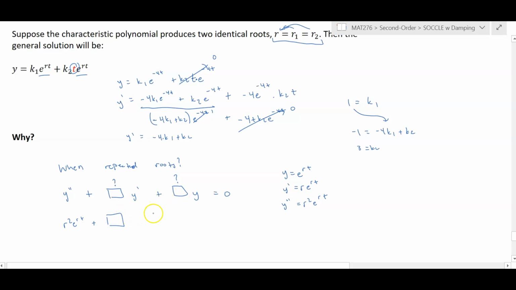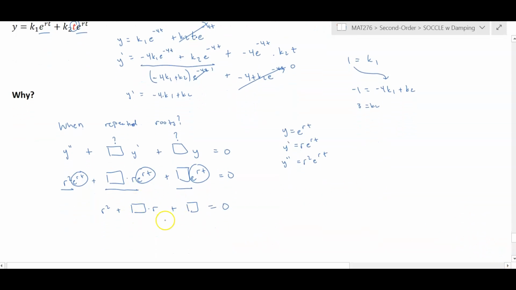We're going to figure these out, what's in the box. But this will be r e to the rt. This will be plus something e to the rt equals 0. And what we find out is that these coefficients of the e to the rt's, right, because we have an e to the rt, another e to the rt, another e to the rt, basically r squared plus that something times r plus that other something needs to equal 0, right? And in the case of repeated roots, let's say that we do get repeated roots.